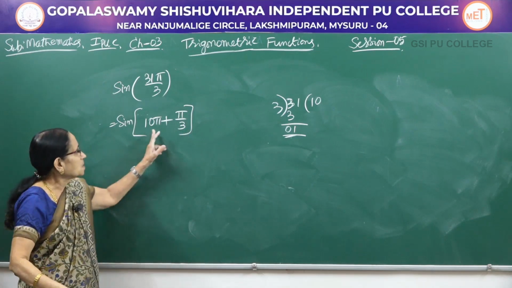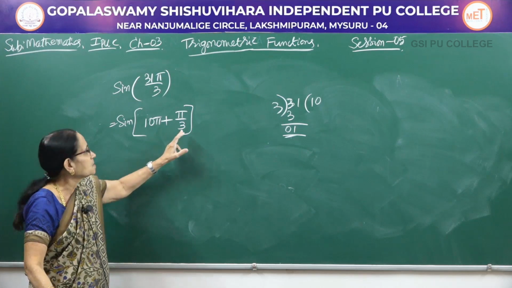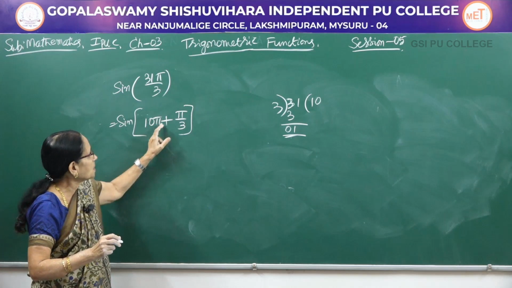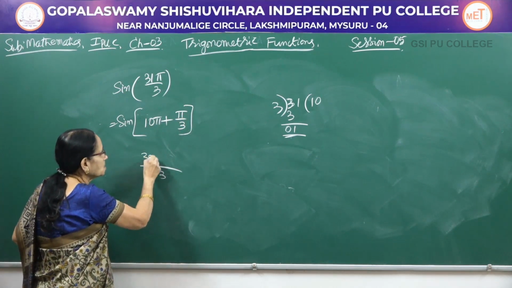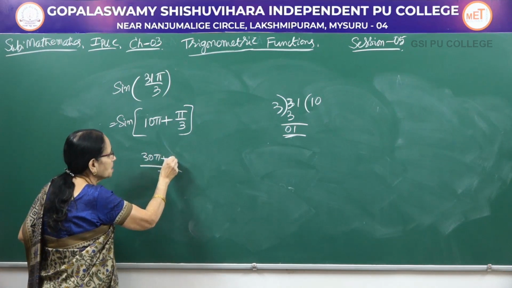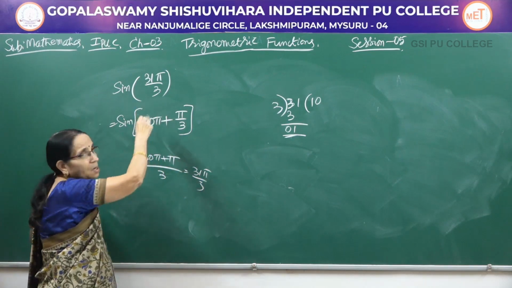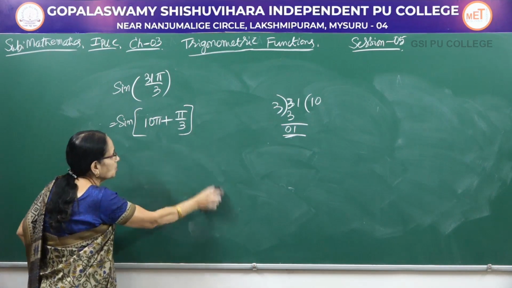Look here, it is the addition of two fractions, correct? You can take the LCM. What is the LCM? LCM is 3. 3 tens are 30. 30 pi plus 1 pi. That is, if you take the LCM like this, it is 30 pi plus 1 pi, which would be equal to 31 pi by 3. Same thing which has been given to you. I am just rewriting that one.